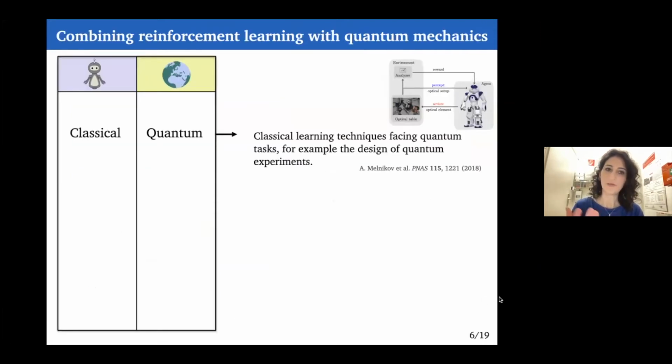But now the main point of my talk will be combining reinforcement learning with quantum mechanics. So now let's see what we can quantize and what it means, in general, to have some quantum features in the reinforcement learning framework. As I said, in reinforcement learning we have two entities: an agent and an environment. What can happen is that we can, for example, keep the agent classical, but give some quantum features to the environment. So in this case, this is a classical-quantum scenario.